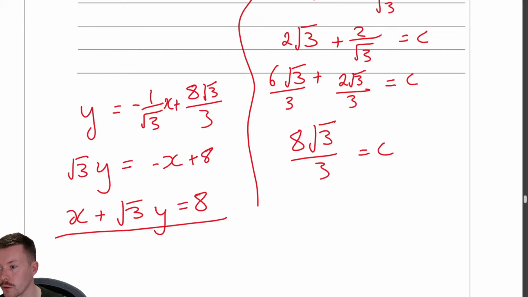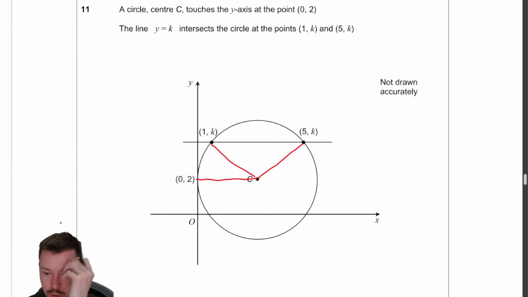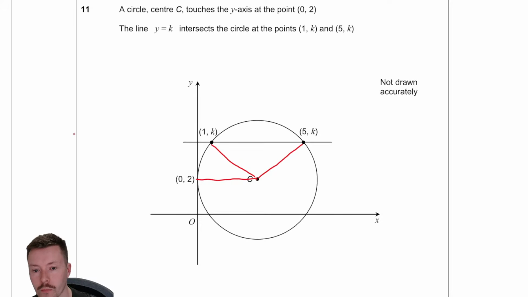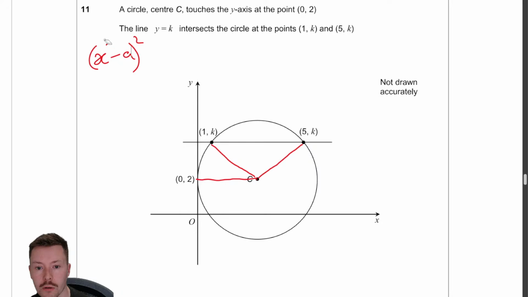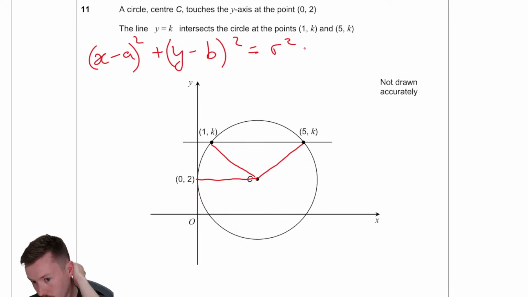Right, let's go back to that other question. I want to get that. I want to work that out. Right. So line y equals 1 equals k. That lies on the circle. Let's write down x minus a squared plus y minus b squared is equal to r squared. So we can plug 0 and 2 into that. Let's see what we get.